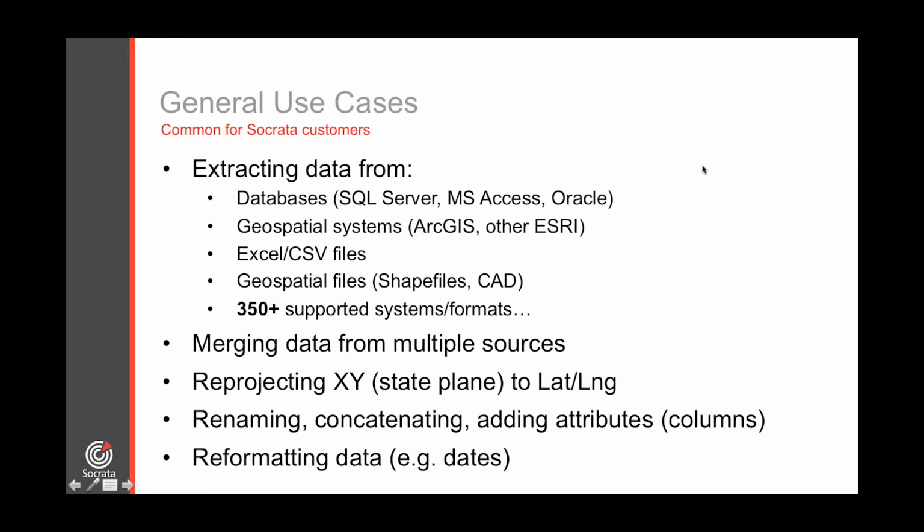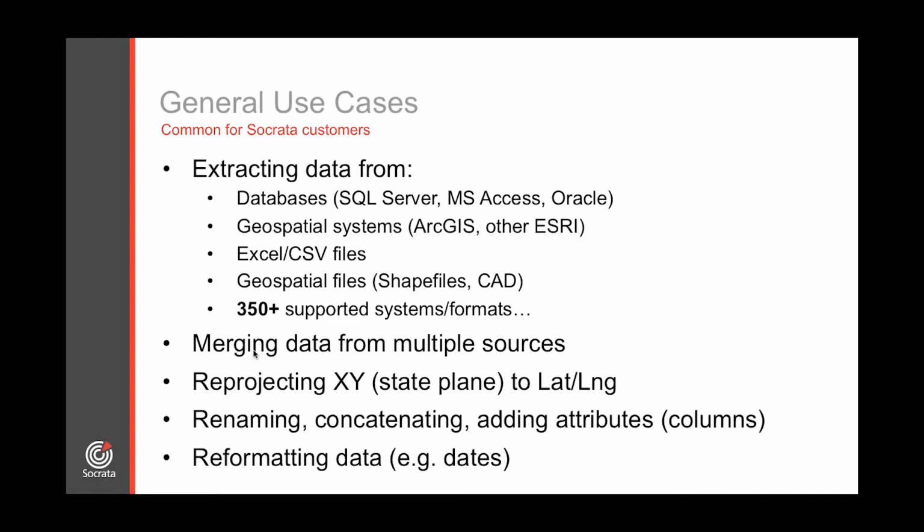All right, so we've talked a lot about the use cases. I just want to highlight and summarize a few of the others, more in the context of what I've seen most commonly from existing Socrata customers that are already using FME. They're using it oftentimes to read out of these types of systems: databases like SQL Server, Microsoft Access, Oracle, Excel, CSV files, geospatial systems, especially Esri, also geospatial files, shapefiles, CAD, and of course lots more formats.